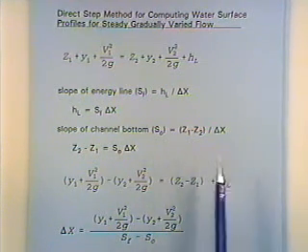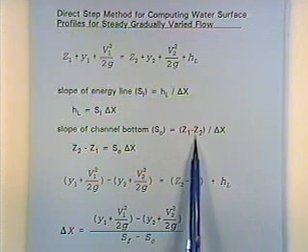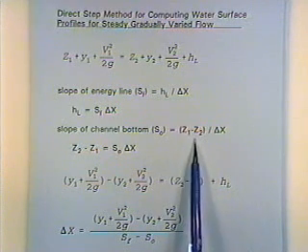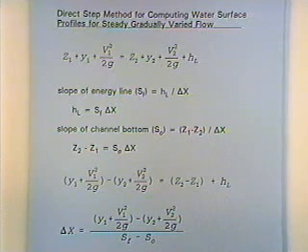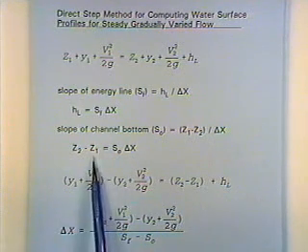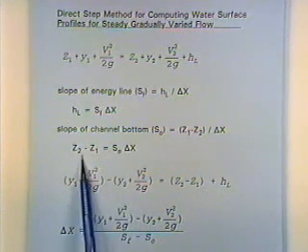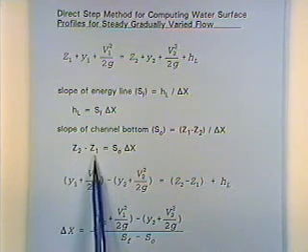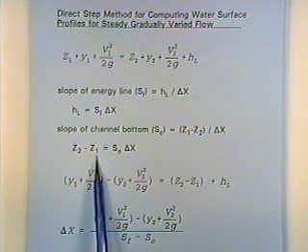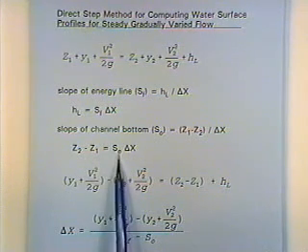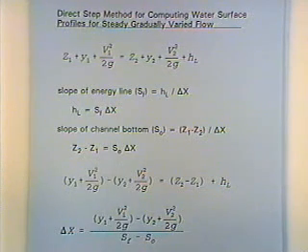Now the slope of the channel bottom is just the difference in the elevation of the channel bottom, the difference in the elevation head, divided by the horizontal distance between the two sections. And so we can express the difference in the channel bottom elevation at two sections as the slope of the channel bottom times the distance between the sections.